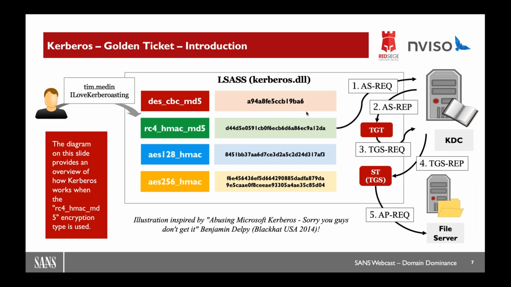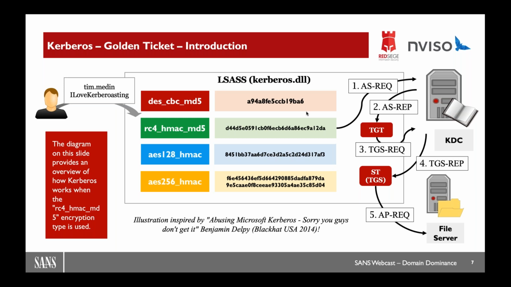So what goes on in this flow? I first request authentication. So I send the authentication request. So I try to convince the domain controller that I am indeed Tim Medin. If the domain controller agrees with me and tells me that I'm Tim Medin, I will receive what we call a ticket granting ticket, or a TGT. Afterwards, I can use this TGT to request a service ticket, for example, to the file server. The domain controller will provide me with a service ticket, which I can then subsequently use to try to gain access to the file server.